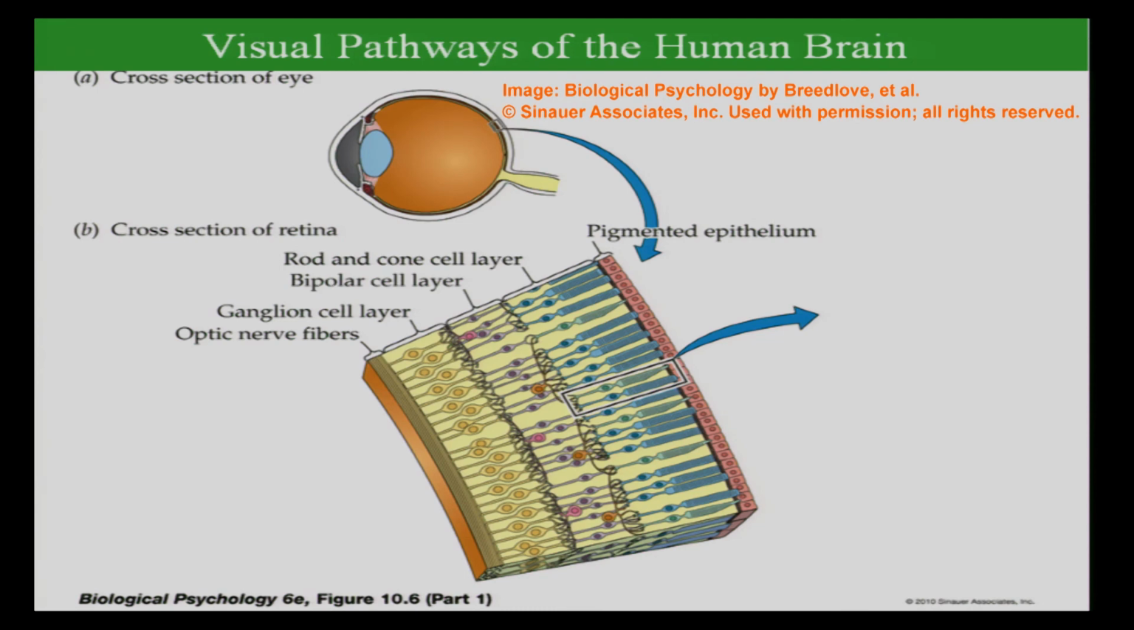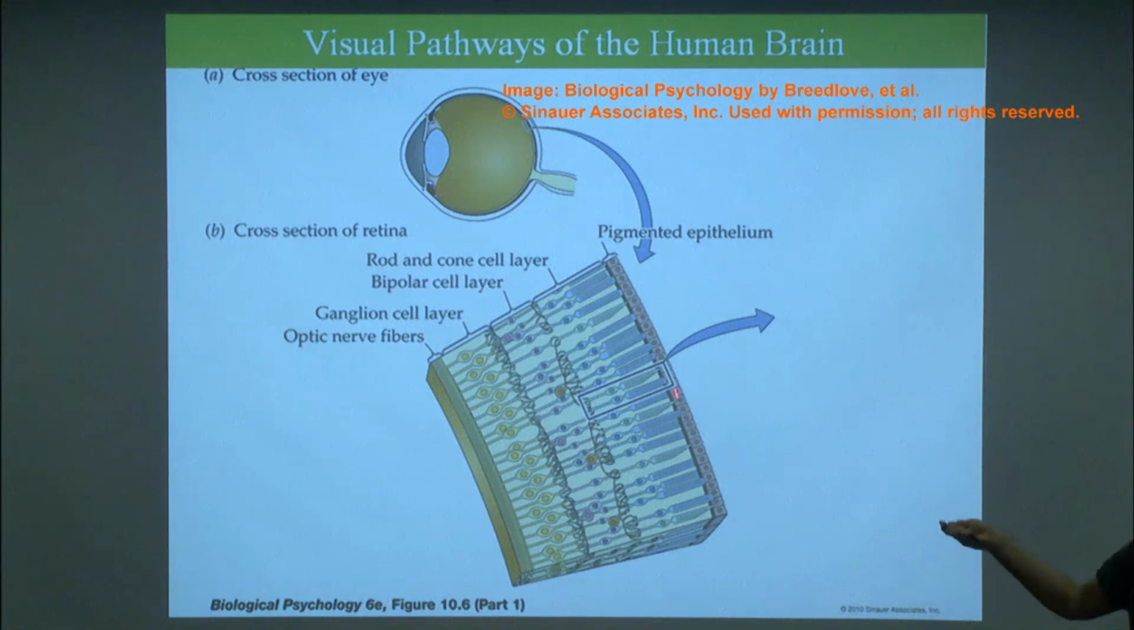Where is light coming from? From here or here? Here? Yes. Right, exactly. The receptors are at the back of the retina.